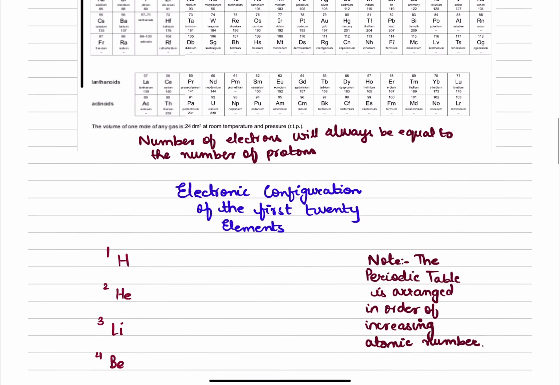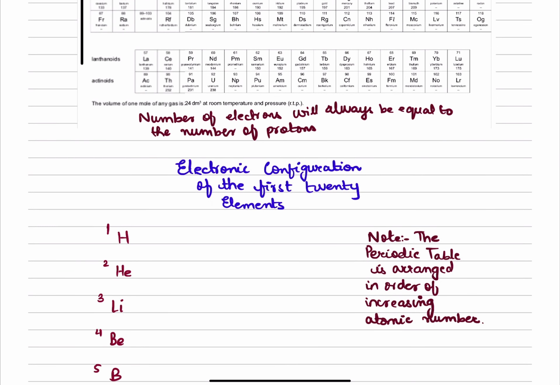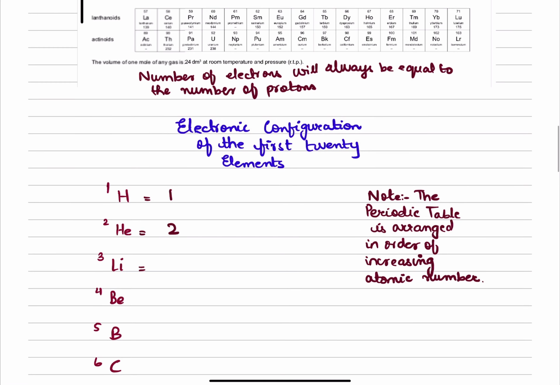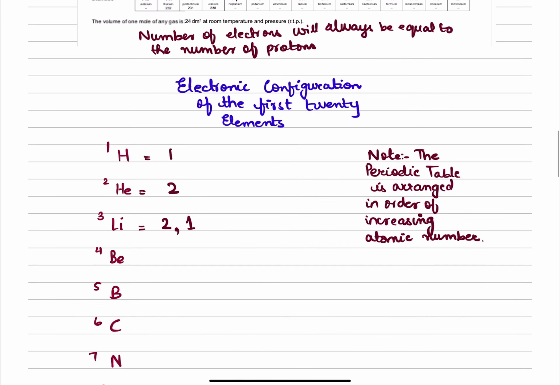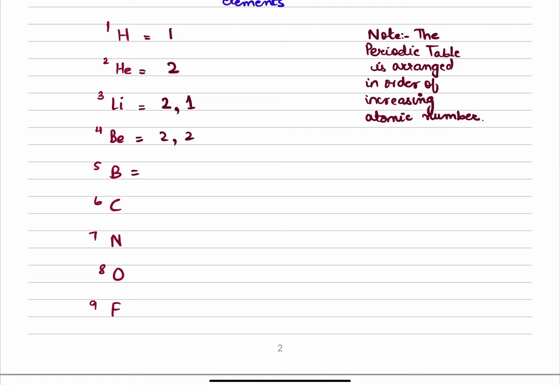Now, since hydrogen is the first element in the periodic table, it has 1 proton. And since the number of electrons will always be equal to the number of protons, hydrogen will also have 1 electron, and we'll just write it like 1. Helium has 2 protons, so it will have 2 electrons, we will write 2. Lithium has 3 protons, and hence it will have 3 electrons. 2 of the electrons will come in a duplet, and 1 of the electrons will go to the octet. Then beryllium has 4 protons, so 4 electrons. 2 will go in the duplet, 2 in the octet. And that's how I will fill the electronic configuration of the first 20 elements.